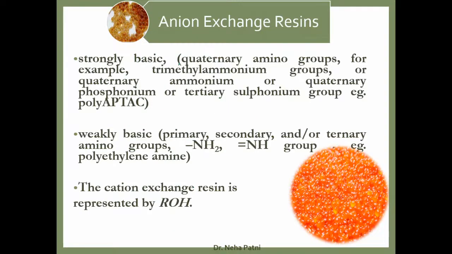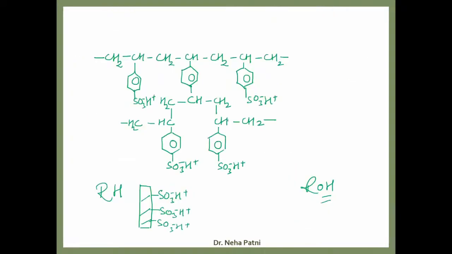So anion exchange resin would be, again, strongly basic and weakly basic, depending on which functional group is attached. Now normally quaternary ammonium salts are considered strong comparatively to that of primary and secondary. So NR3 plus OH minus can be considered as a strong anion exchange resin.